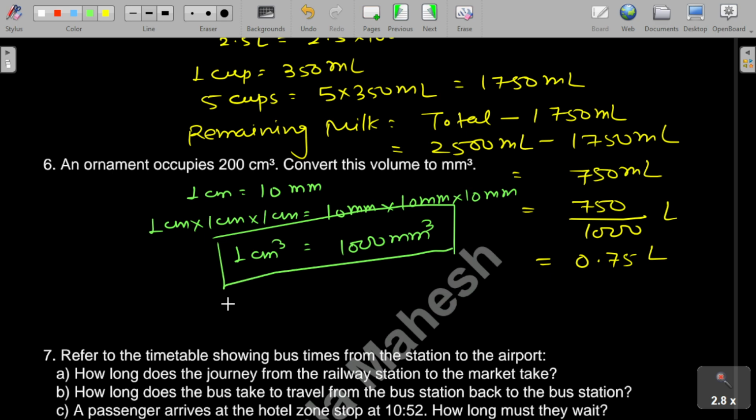Now we have 200 centimeter cube. Converting this to millimeter, we have to multiply 200 into 1000. This is 2 lakhs millimeter cube. Okay, so this is our correct answer.